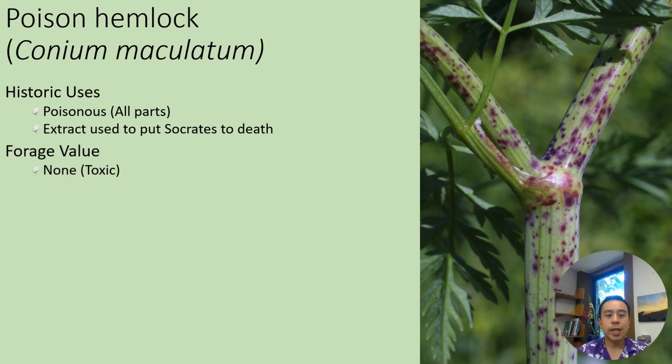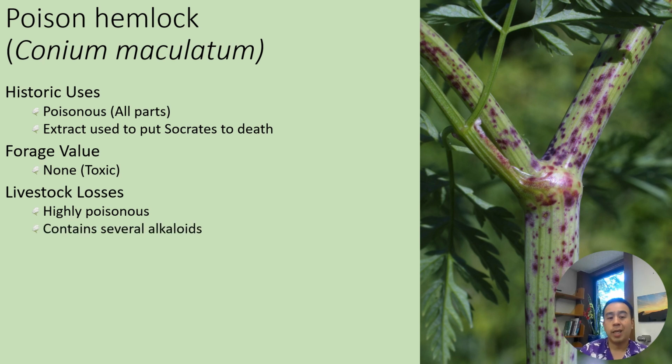And in terms of forage, it has no value as forage for livestock of any class, and it's also not that useful for wildlife because it is very toxic and can cause livestock losses because it contains several alkaloids, which may be in the leaves and fruit, and the fruits tend to be the most toxic portion of the plant.